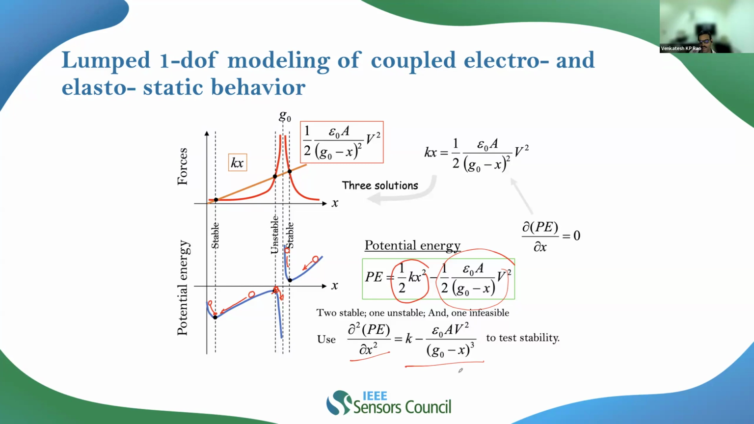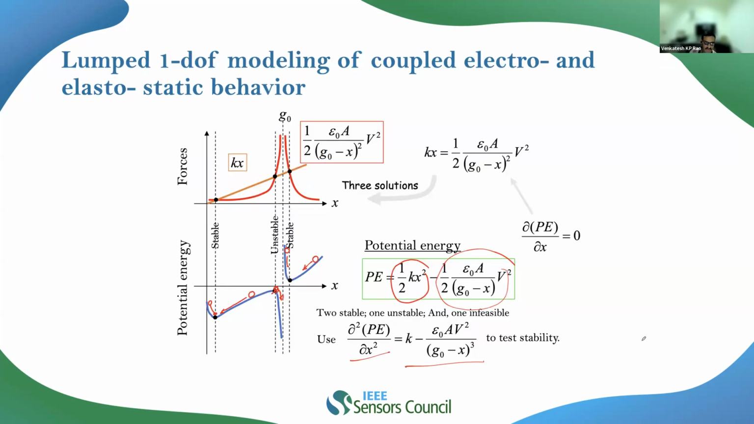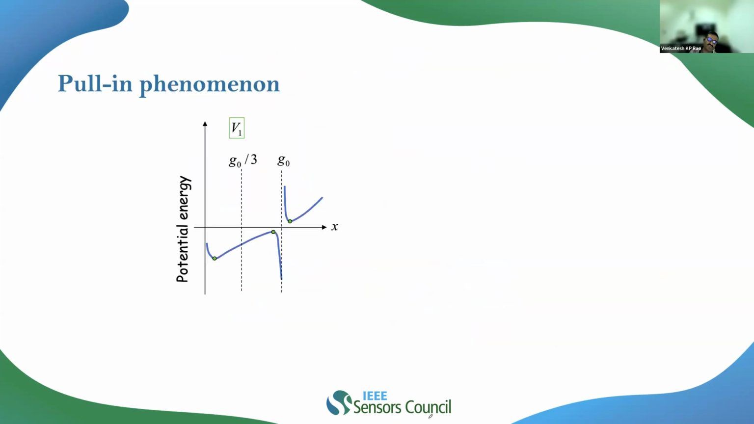That's k minus a epsilon naught V squared over (g naught minus x) whole cube, and you set it equal to 0. Then what you get is k equals a epsilon naught V squared divided by (g naught minus x) whole cube. That's what you get, right? So this is basically the potential energy, whatever you have.